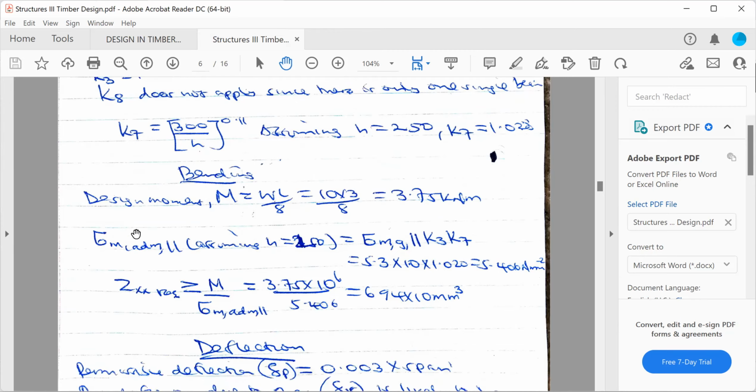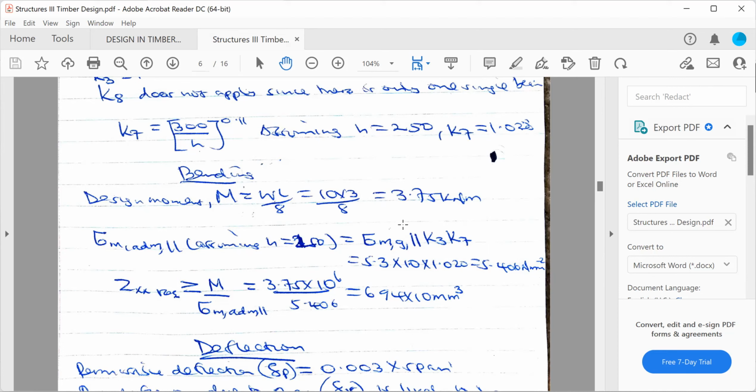Now, from there, we go to permissible bending stress. When you have adm, it means permissible, then these two vertical lines mean parallel to the grain. First of all, remember we have assumed our depth, H, is 250. This one here is bending stress parallel to the grain, obtained from our table, the table I showed you, so this 5.3 is obtained. Now I multiply by only K3, which is load duration, times the depth factor, which is K7. So here we are only using K3 and K7. So we get 5.406 Newton per millimeter squared.